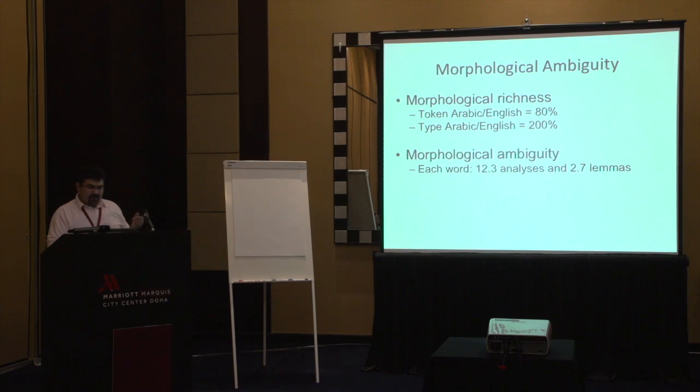And in terms of ambiguity, if you look at every word, what is the number of analyses associated with it? For standard Arabic, using the standard Arabic morphological analyzer, we find about 12 different analyses per word. Every word has 12 different readings, and almost 3 different lemmas. Lemmas would be a core meaning, and the 12 are with all of the inflections. You'll say this is ridiculous, how is that possible?